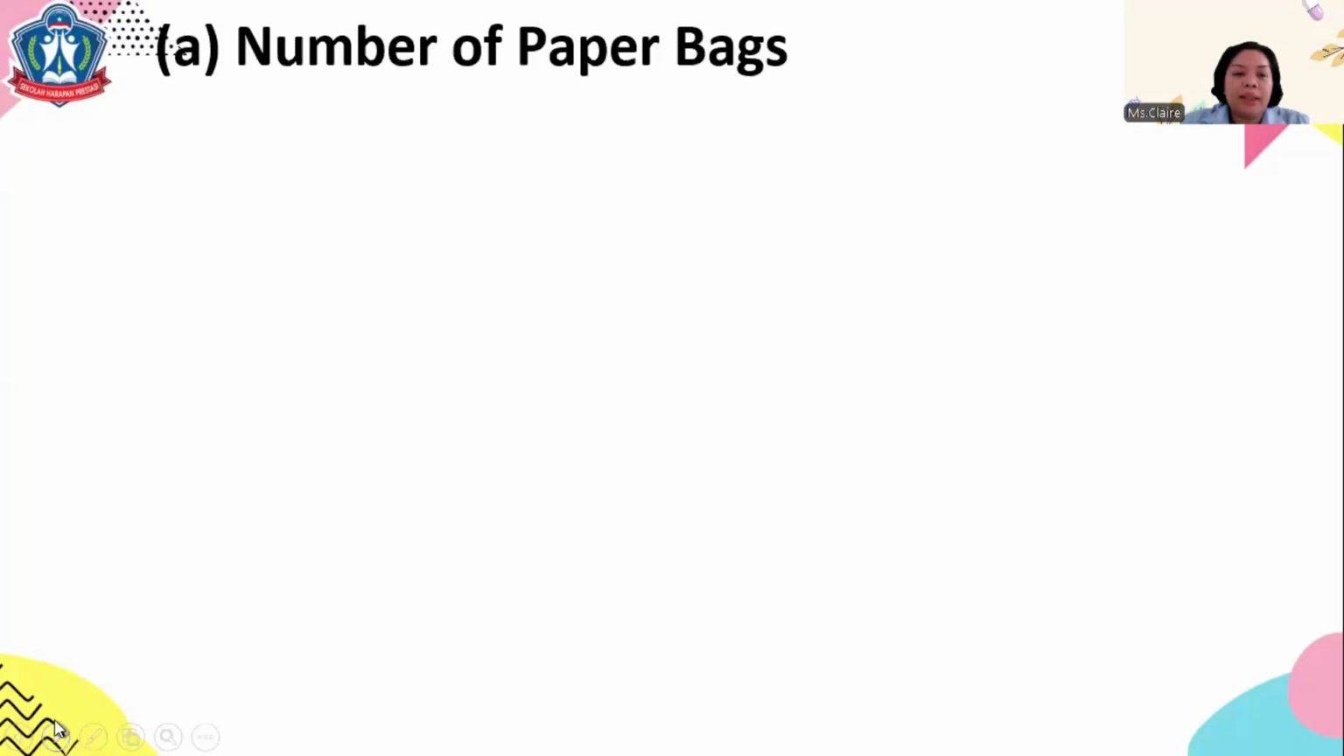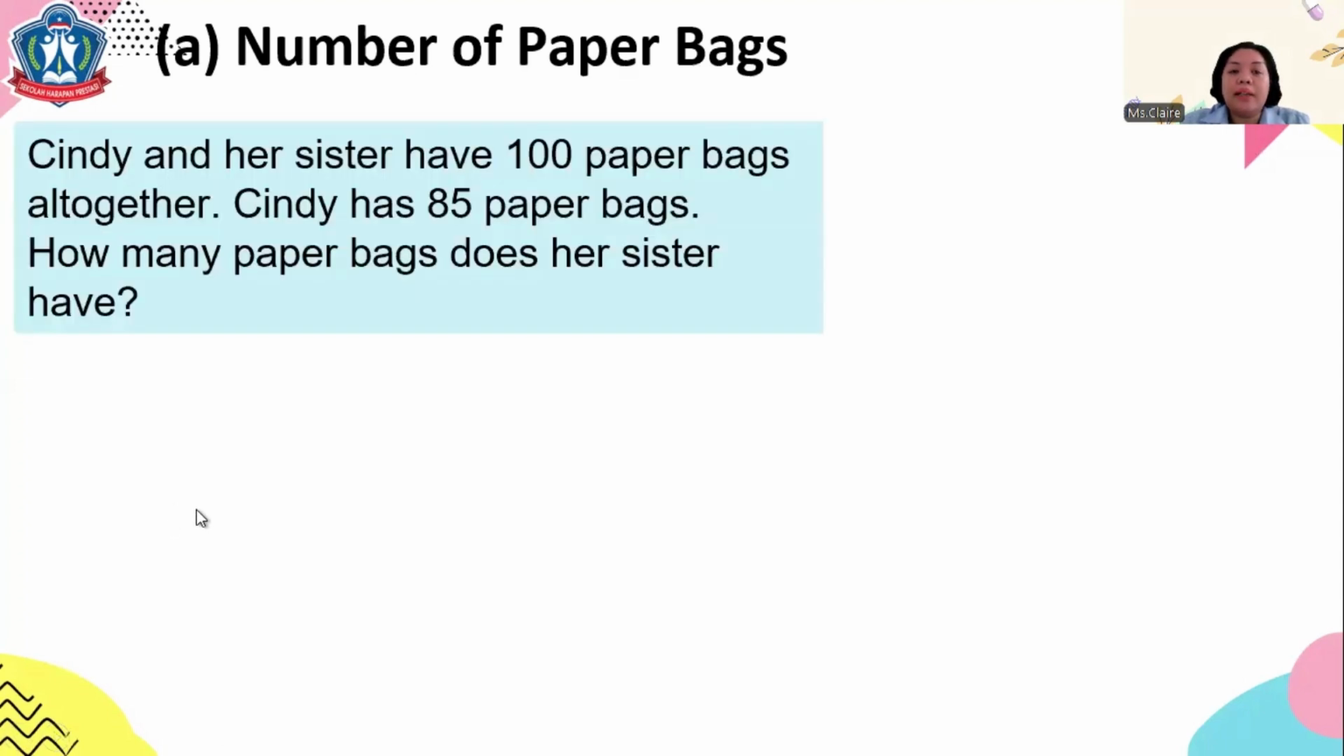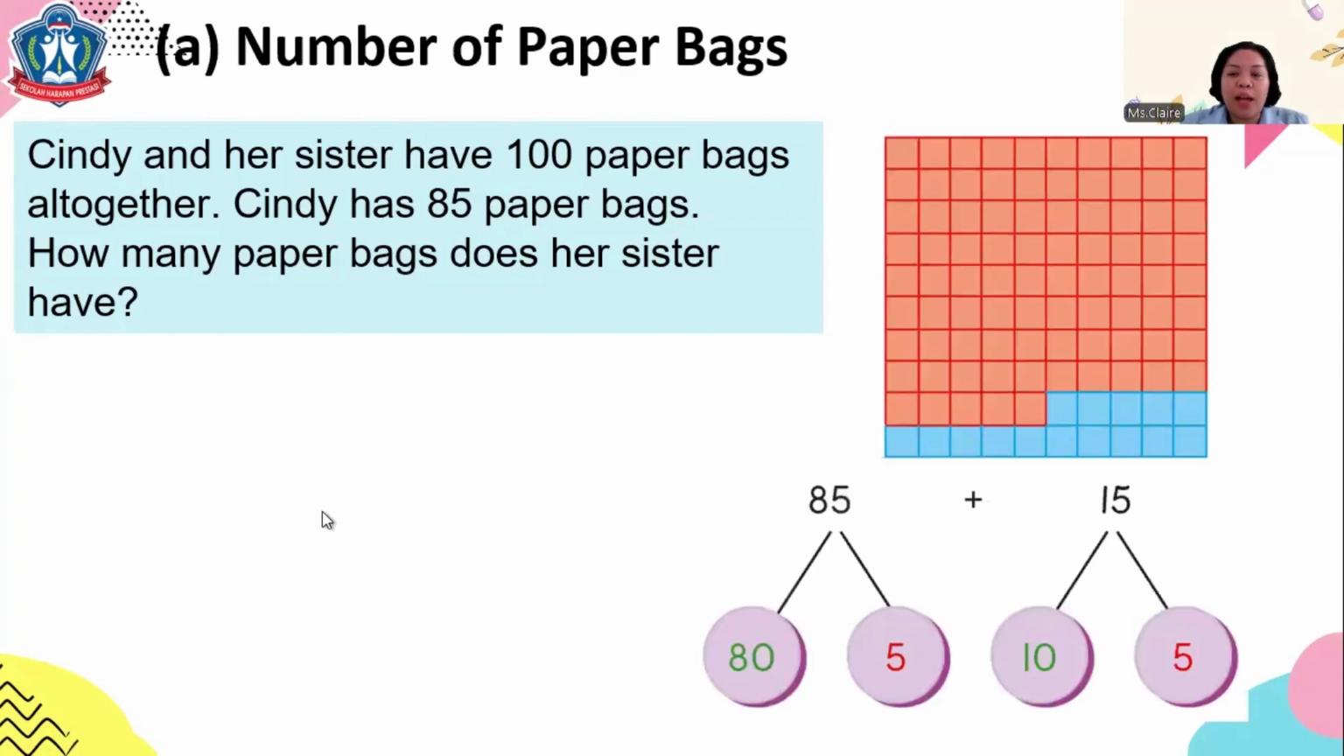Okay, now let's have the number of paper bags. So Cindy and her sister have 100 paper bags altogether. Cindy has 85 paper bags. How many paper bags does her sister have? So let's represent these boxes, these cubes, or these squares here as the 100 paper bags. The red color belongs to Cindy. The blue one belongs to her sister. So how many more do we need to add to 85 to make 100?